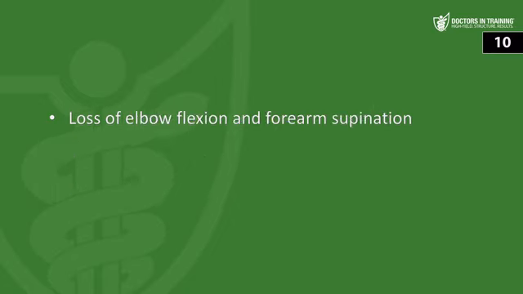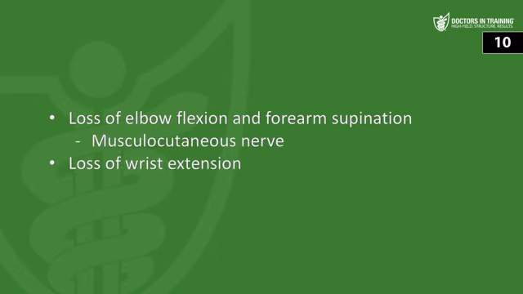Next, we have loss of elbow flexion and forearm supination. That's going to be musculocutaneous. And then finally here, loss of wrist extension. That's going to be radial nerve.